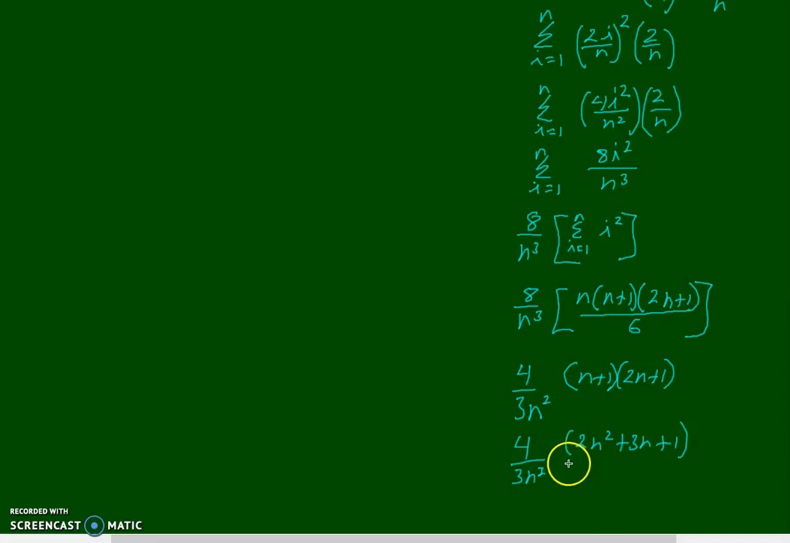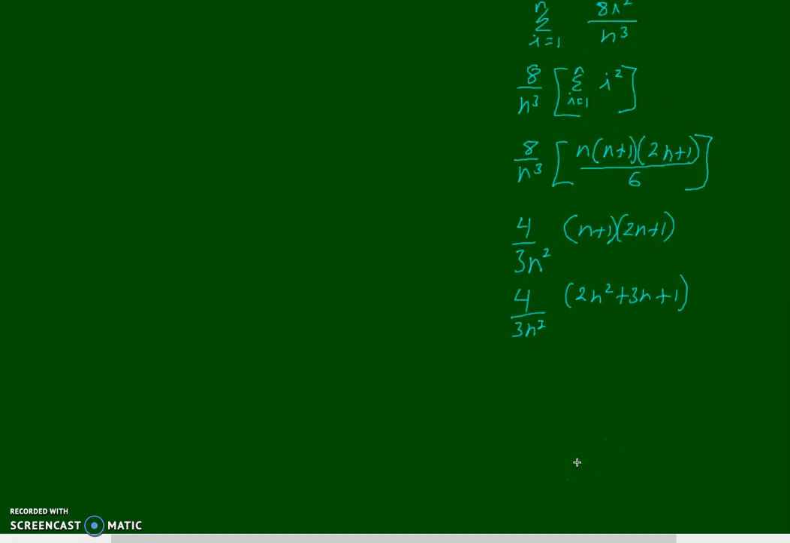Now we can combine these terms, and we have 2 times 4 is 8, and n squared divided by n squared is just 1, so that's 8/3 for our first term. Multiplying this by this, we have 4 times 3 divided by 3 is just 4, and n divided by n squared is 4 over n, plus 1 times this is 4 over 3n squared.